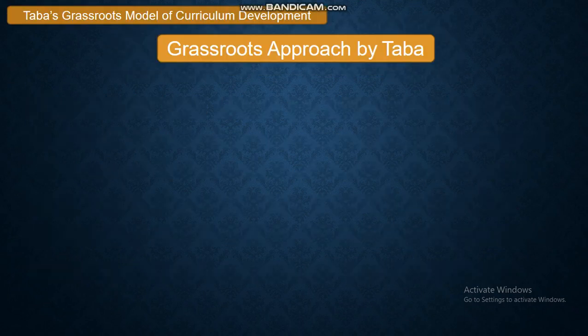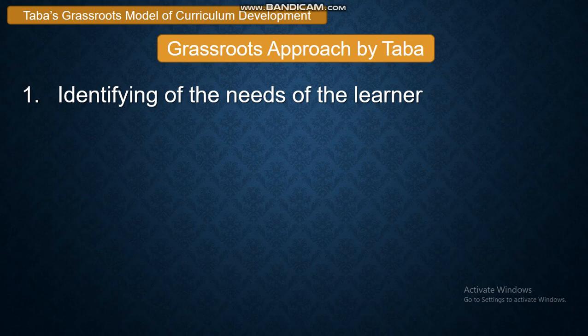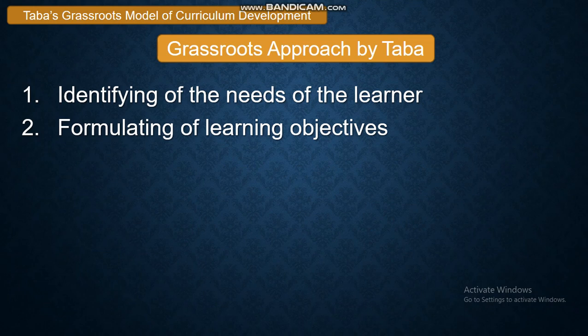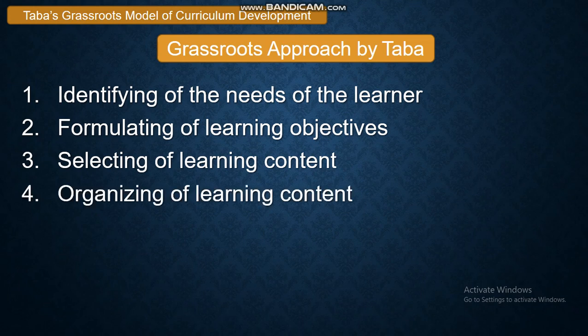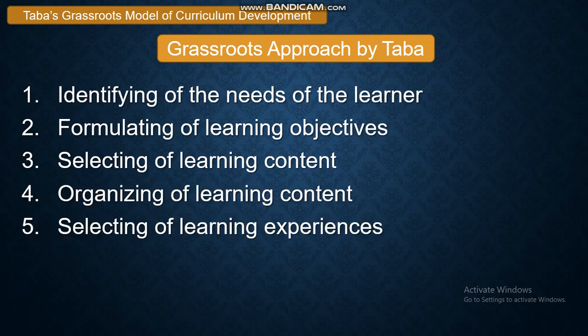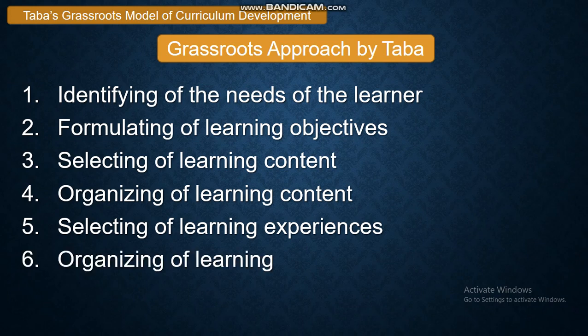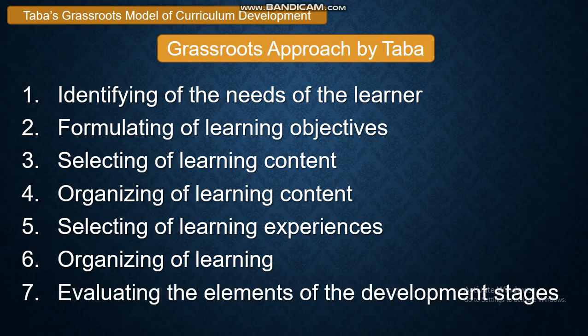Grassroots approach by Taba. First, identifying of the needs of the learner. Second, formulating of learning objectives. Third, selecting of learning content. Fourth, organizing of learning content. Fifth, selecting of learning experiences. Sixth, organizing of learning. Seventh, evaluating the elements of the development stages.